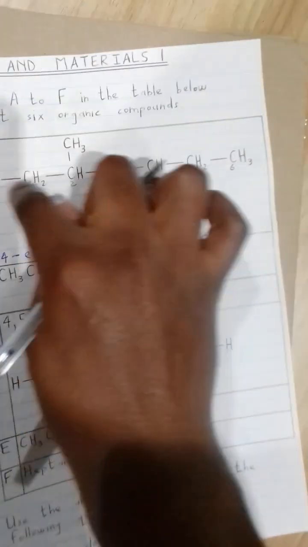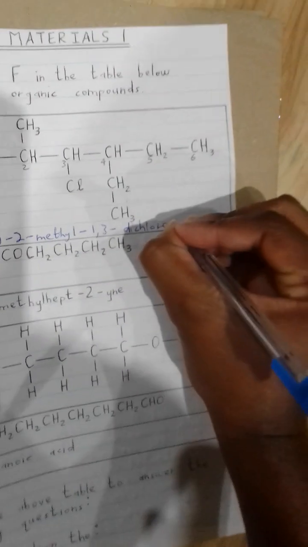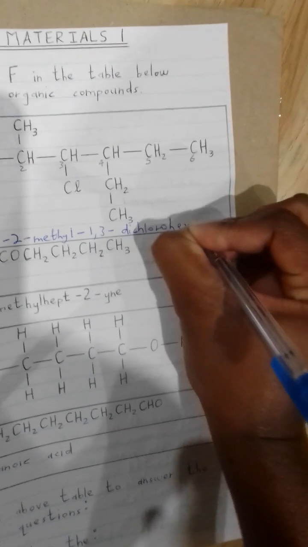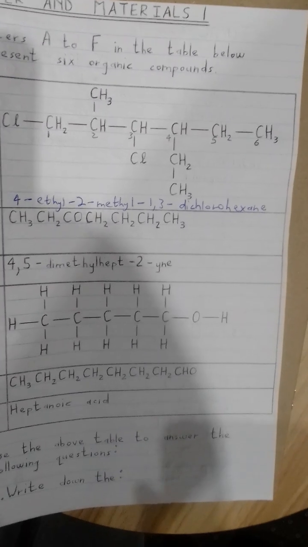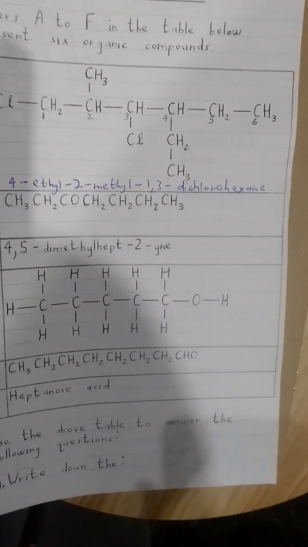What is the longest chain? 6 carbon atoms and single bonds. So hexane. Okay, I hope that is clear enough. Okay, so it's a haloalkane or an alkyl halide.